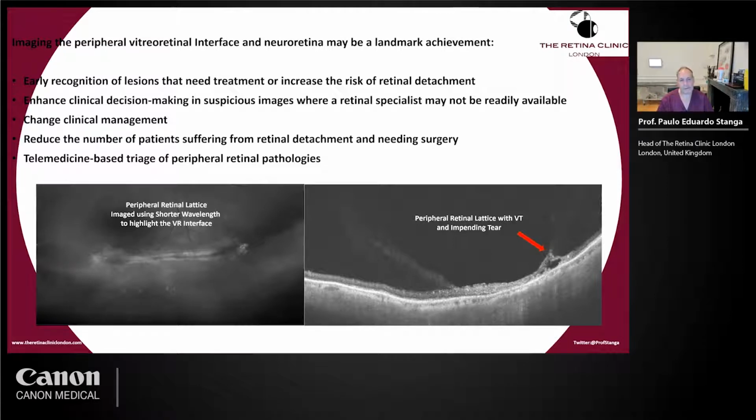Early recognition of lesions that need treatment or increased retinal detachment risk is essential. This can enhance clinical decision-making in suspicious images or lesions. It can change clinical management. We may reduce the number of patients suffering from retinal detachment and needing surgery, and it is important in an era of telemedicine.